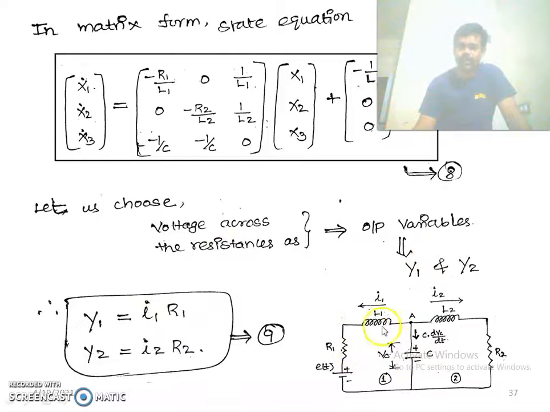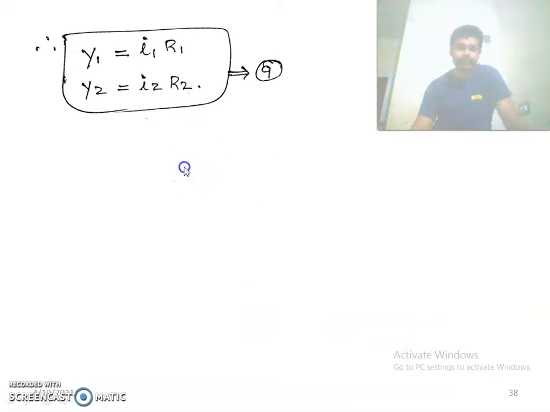So what is y1? What is the voltage across the resistor R1? I1 into R1. What is the voltage across the resistor R2? I2 into R2. What is I1? I1 is nothing but x1. What is I2? I2 is nothing but x2.